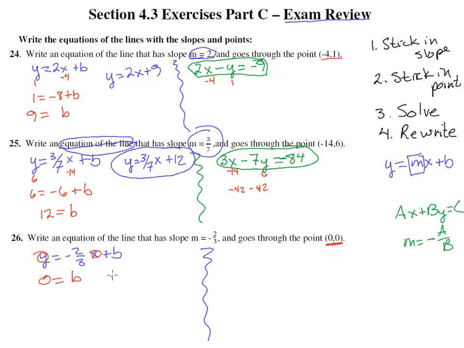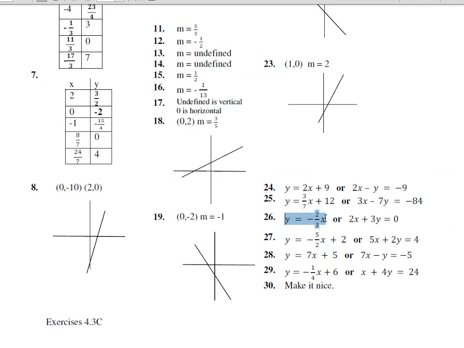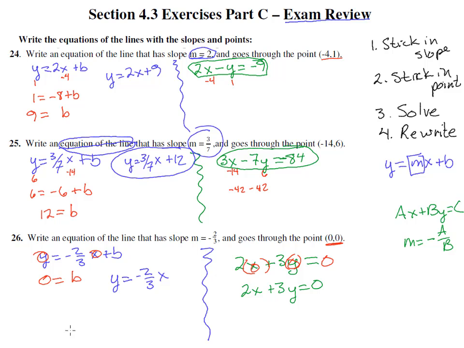So step number 4, rewrite the whole equation now that we know what it is. Negative 2/3 x plus 0 is gone. We don't need that guy. Let's take him off of there. Good. All right, let's do the other one now. We have minus a over b, so it's 2x plus 3y, notice opposite signs, equals, and let's stick in the point 0, 0. 2 times 0 is 0, plus 3 times 0 is 0, and that equals 0. So now we rewrite the equation with 2x plus 3y equals 0. Let's double check our answer there. Number 26, y equals negative 2/3 x, or 2x plus 3y equals 0. Good.